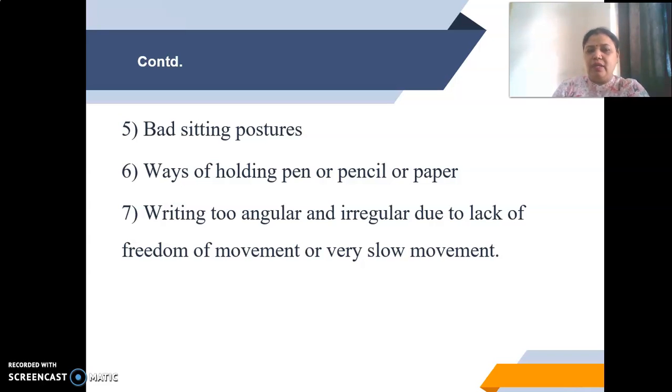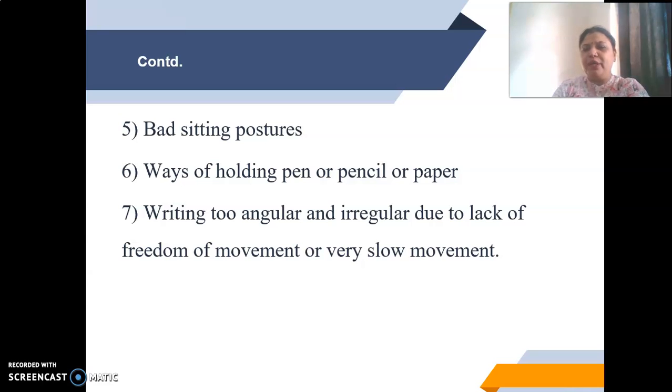Writing that is too angular and irregular, due to lack of freedom of movement or very slow movement, can also be one of the causes of bad handwriting. Now these are the causes of bad handwriting.